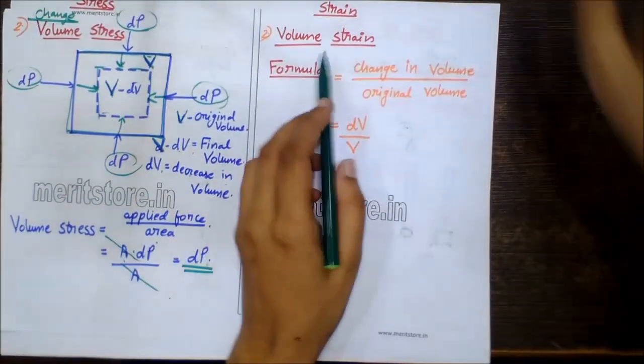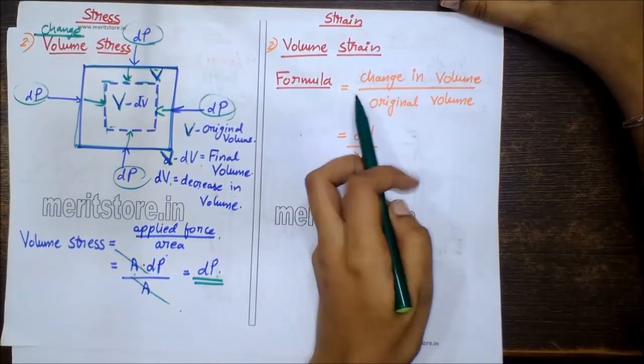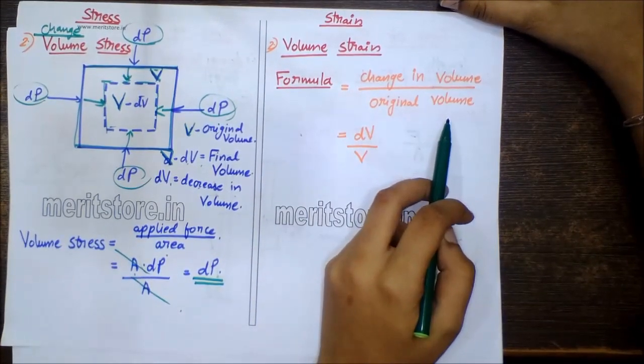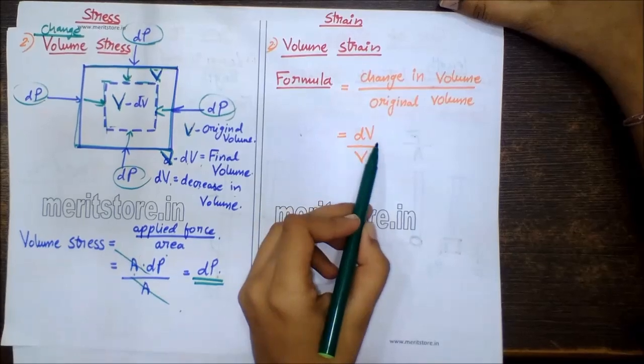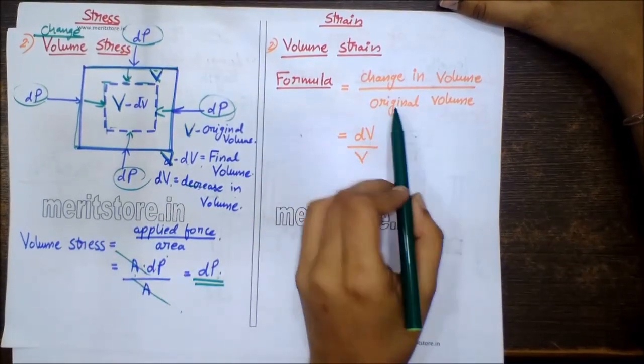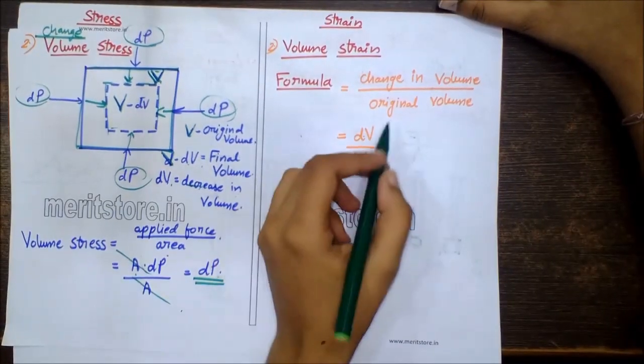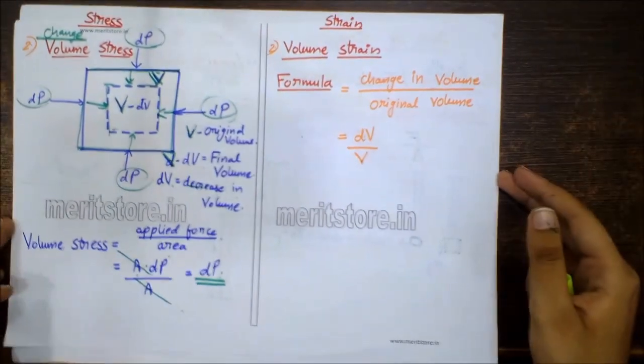Moving on to the volume strain. Volume strain is again, the formula will be change in volume upon original volume. What is my change in volume? dV. What is my decrease in volume, that is change in volume is dV, and original volume is V, that is given to us. Therefore dV by V is the formula for volume strain.